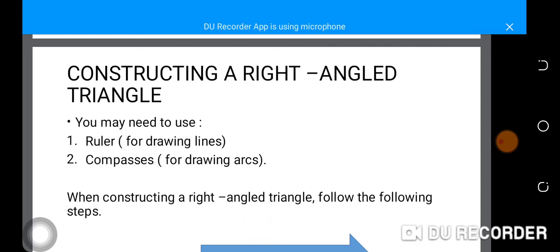Now let us focus on how to construct a right angled triangle. There are a number of things that you need to use. The first one is a ruler. You are going to use a ruler for drawing lines. And the second one, you need a compass for drawing arcs. Okay, you know how to draw arcs. So when you're constructing a right angled triangle, there are a number of steps that you need to follow. Let us see the worked example.